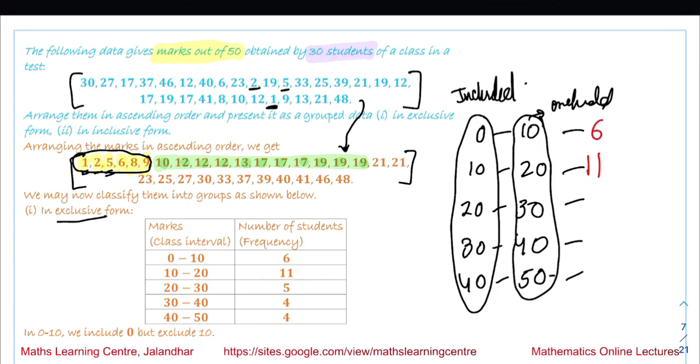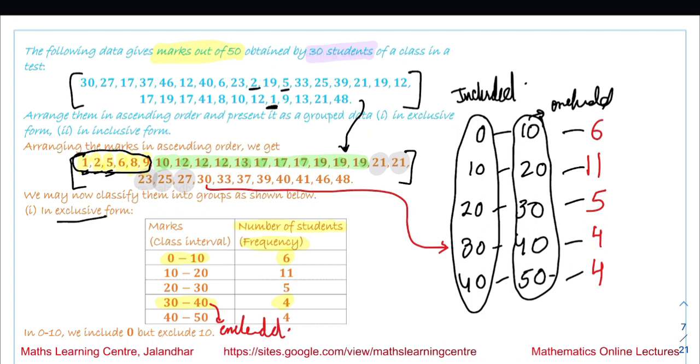Next, it is 21 over here. So it is 1, 2, 3, 4, 5 numbers, because 30 will be included in the next class. It is not included in this class. For the next interval we will have 4, and for the next we will have 4 as the frequency. The frequency means the number of students whose marks lie between 0 and 10. It is 6. Say it is 30 to 40. How many students are there? It is 4. And 30 to 40 means 40 is excluded over here.